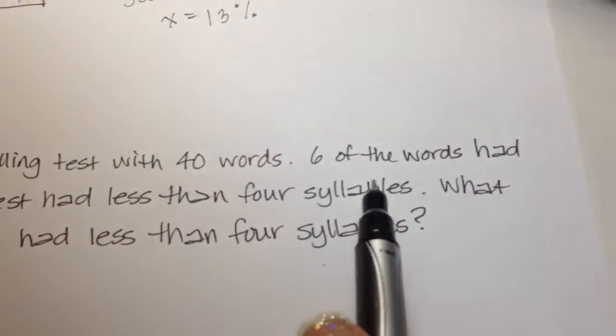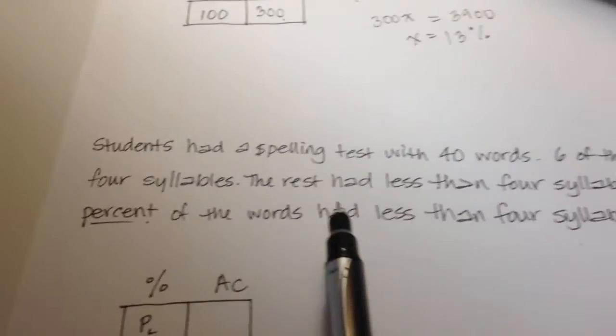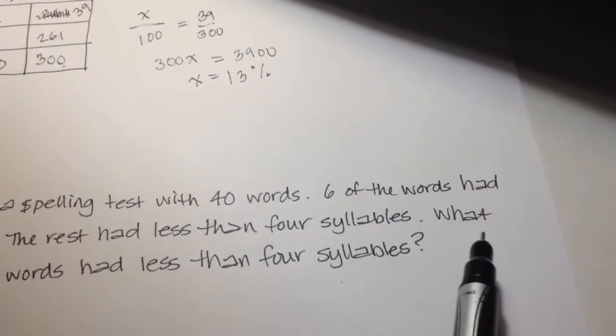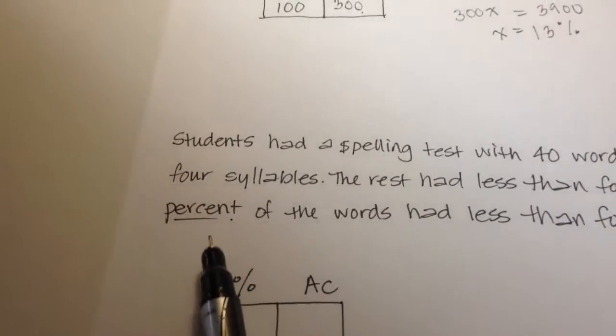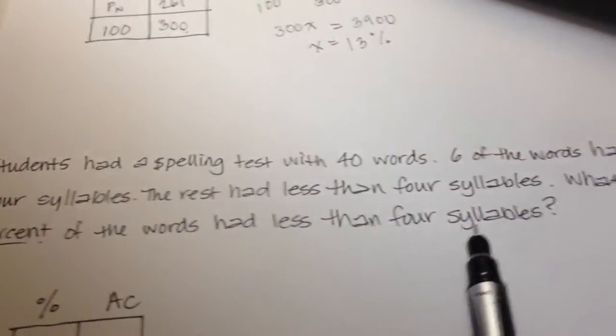Let's do another one. All right, students had a spelling test with 40 words. 6 of the words had 4 syllables. The rest had less than 4 syllables. What percent of the words had less than 4 syllables?